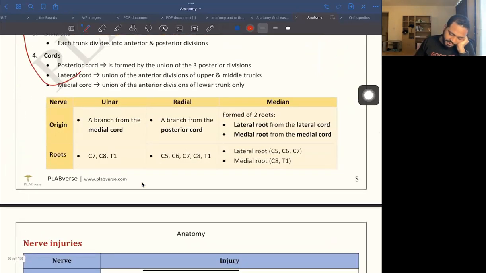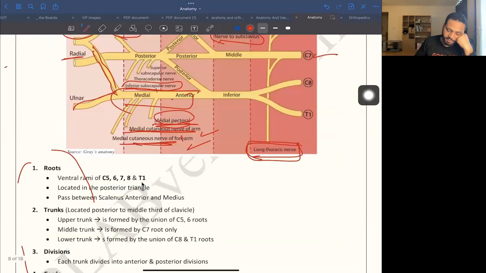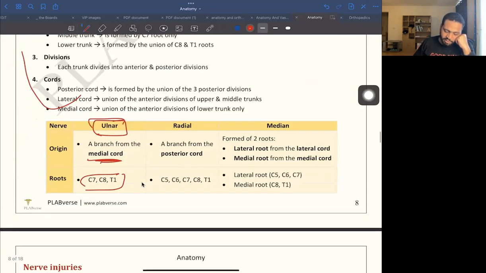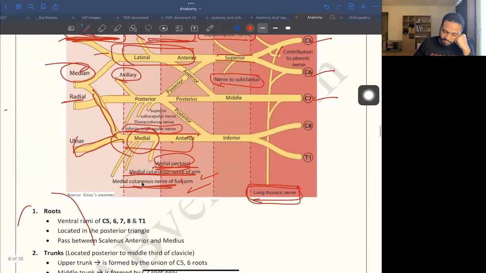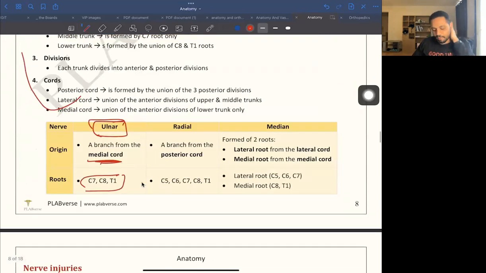Then again, the origin of the ulnar nerve, where is it coming from? It's coming from the medial cord. You know that, remember that? So this is the medial cord, it gives the ulnar nerve. Okay, it gives 5 branches basically. What is the origin of it? So if you track it back, this is the medial cord. Where is it coming from? The medial cord is coming from C7, C8, and T1.